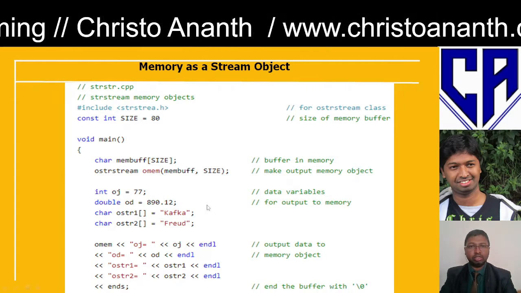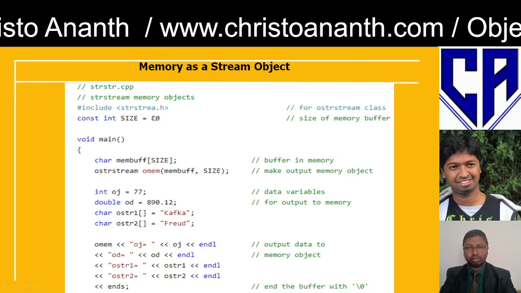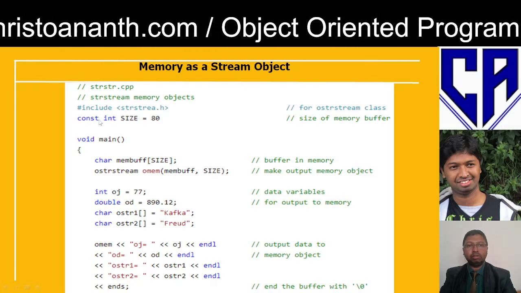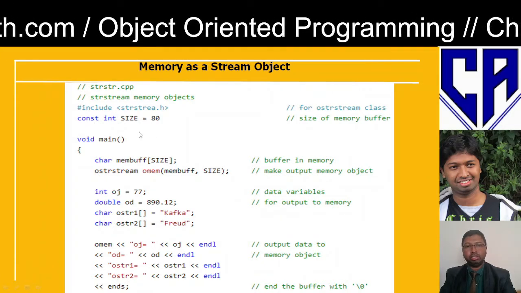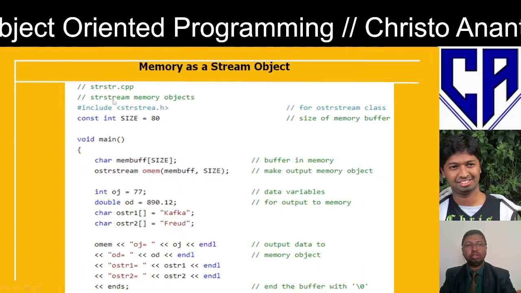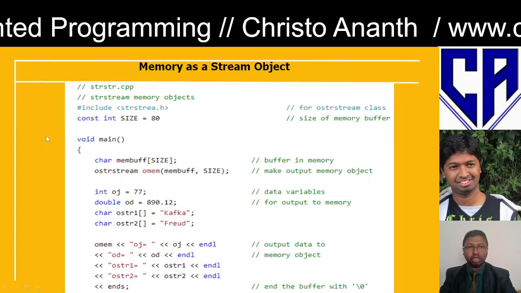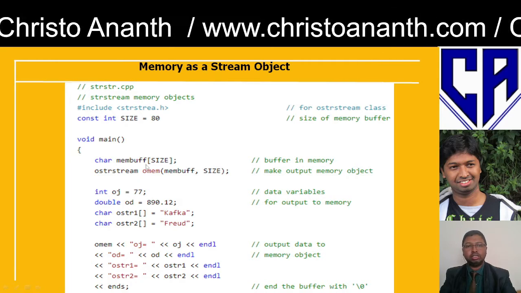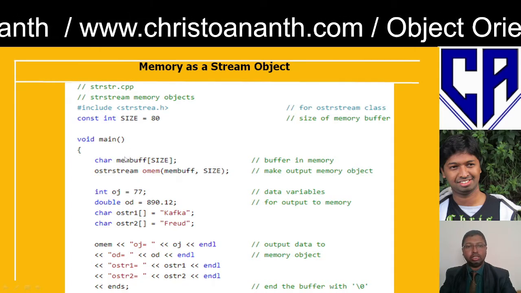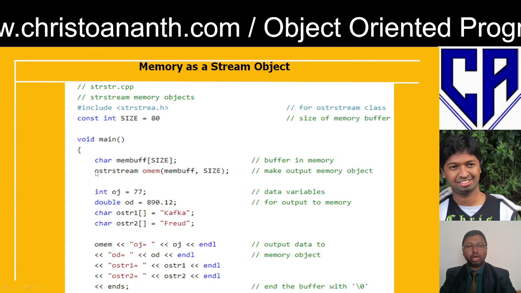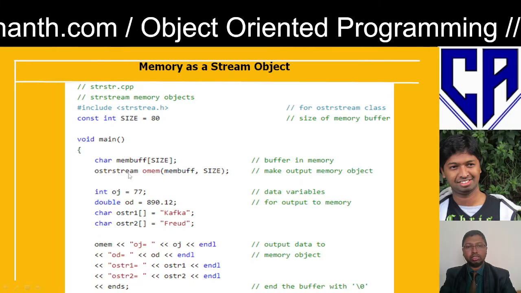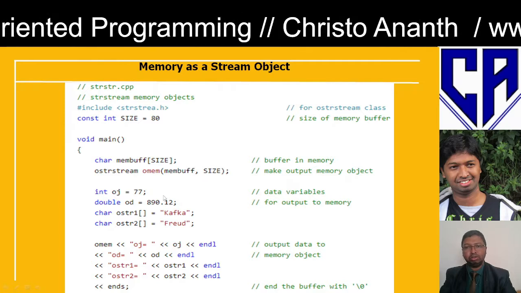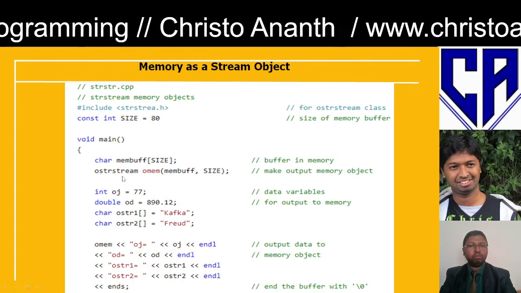Okay, so that actually defines the output stream, the ostrstream class, and then you'll have const int size equal to 80. So that is actually the size of the memory buffer that you're going to specify. Then void main function, char membuff of size, that's a buffer in memory. And then you have ostrstream o_mem of membuff comma size. So that is going to make the output memory object.